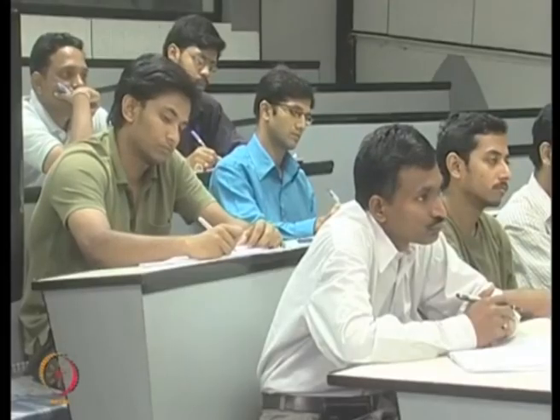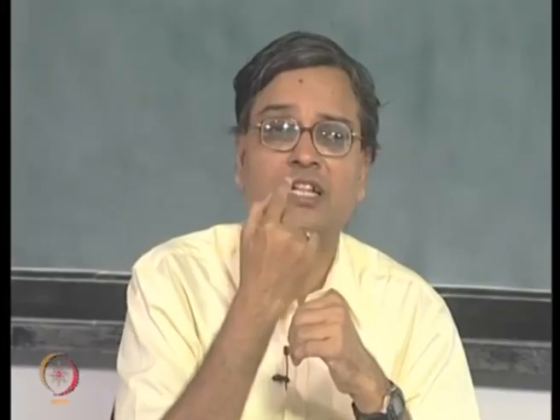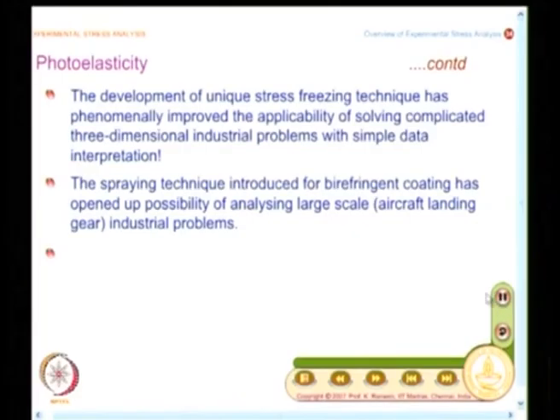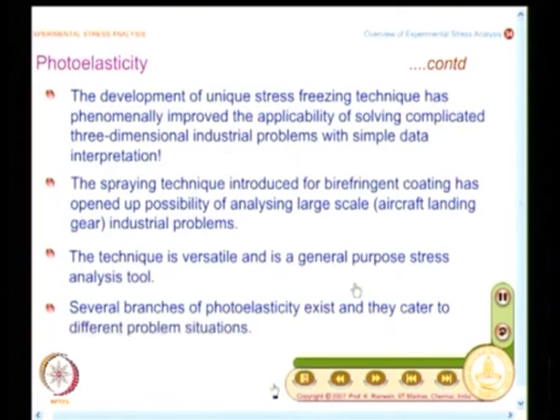So, it is done for huge problems on one spectrum. On the other spectrum, in dental mechanics, the floss or wire which goes round your tooth to hold it in place, those clamps are also analyzed by photoelasticity. So, it is a very small model. On the other hand, you have a very huge aircraft landing gear. So, the range is very vast, and it depends on the user how he uses the technique. And like strain gauges, it is a versatile, general purpose stress analysis tool.